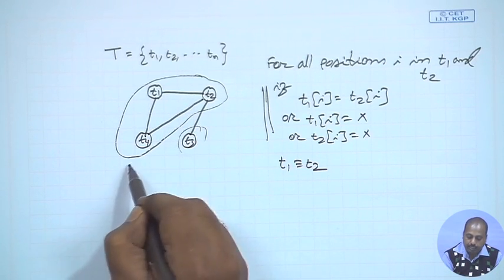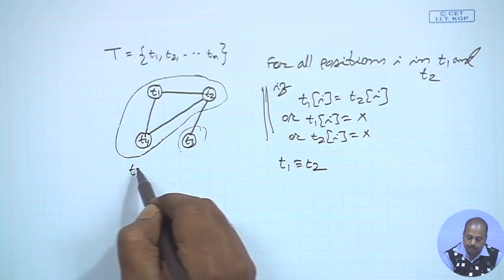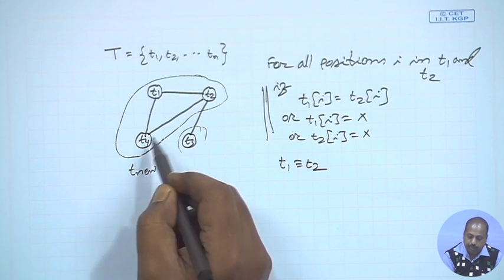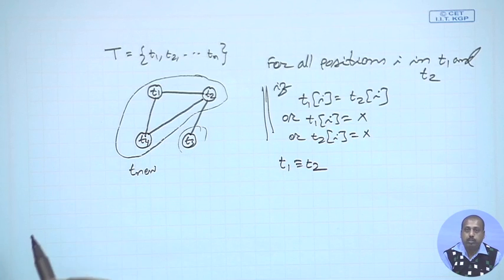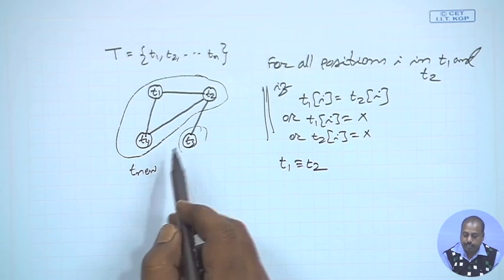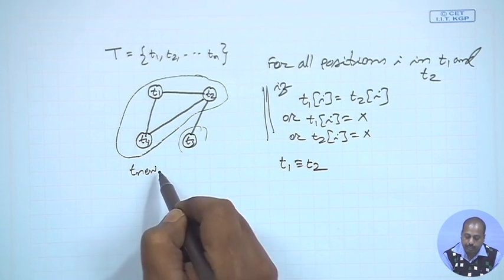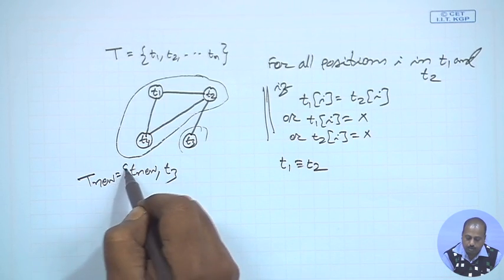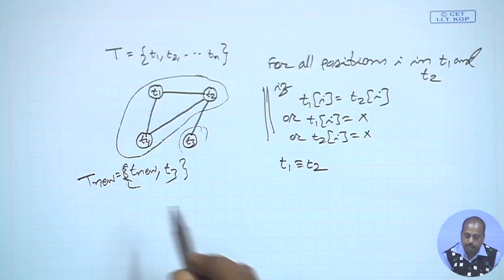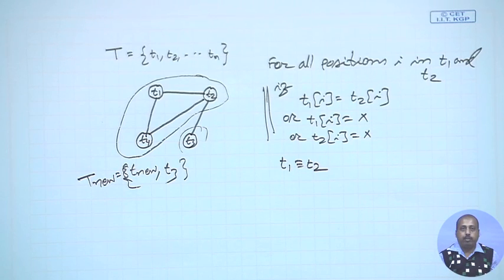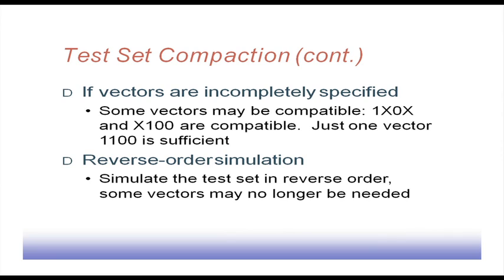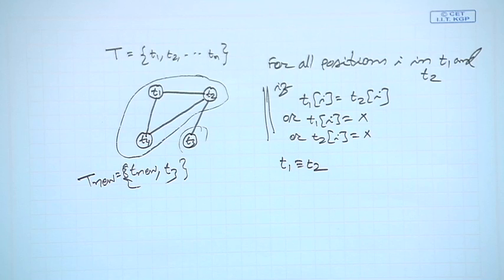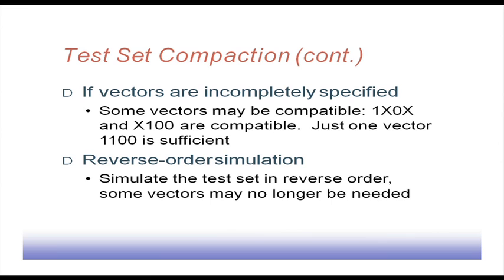Ultimately, if that new vector is, say, T new, that is one vector which replaces T1, T2, T4, by properly specifying some of the x's in them. So, T new and T3, that is the new test vector set that I have. That has got only 2 vectors in it. Instead of 4 vectors in the original set, now I have got only 2 vectors. This way we can use these compatibilities, and accordingly we can reduce the size of the test set.